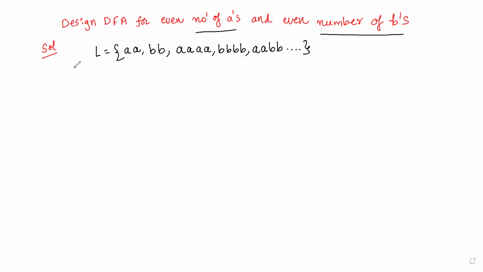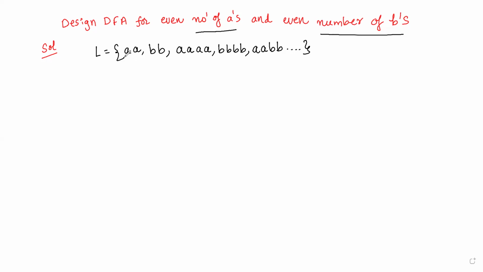Today we are going to discuss how to design a DFA for an even number of A's and an even number of B's. So we are going to construct a DFA for an even number of A's and an even number of B's. For this DFA, first we must write the language. So what is the language here?